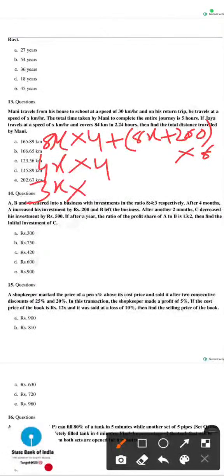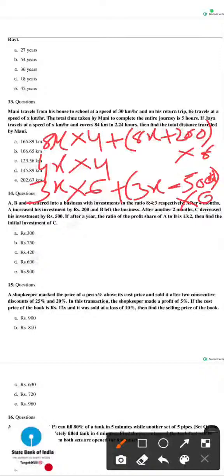C: after 2 months C decreased. Oh, this is the problem that we made. After 2 more months means he worked for 6 months, and then he decreases his amount, 3x minus 500, and this is for the other 6 months. Now we need to find the answer to the question.